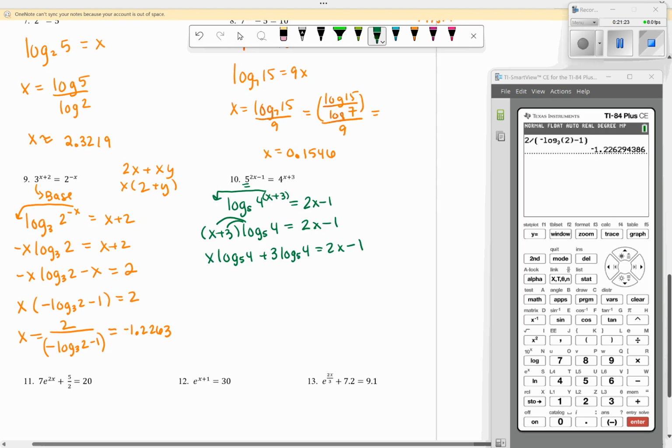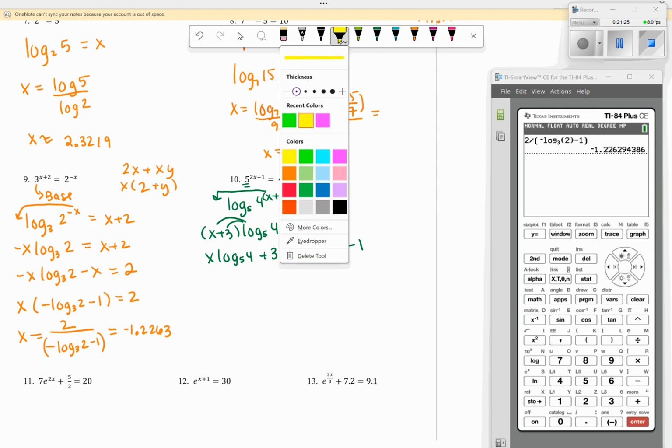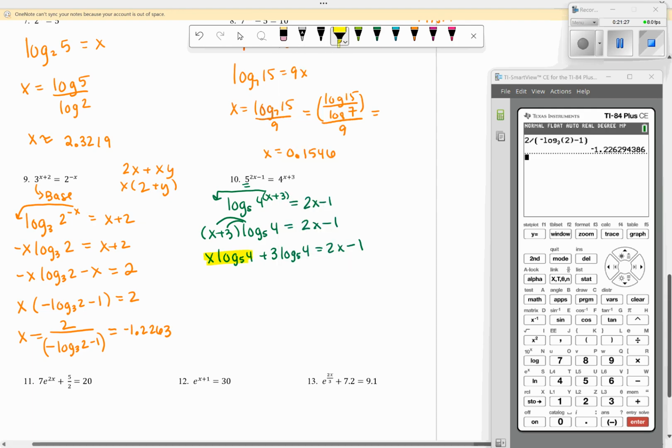to 2x minus 1. And then right here, you'll notice that you have x's on both sides of the equation. So you want to get those both to one side and anything without an x to the other side. So I'm going to subtract the 2x to this x here. So x log base 5 of 4 minus 2x is equal to, and then I'm going to take this one right here to the other side by subtracting that. So on this side I have -1 minus 3 log base 5 of 4.